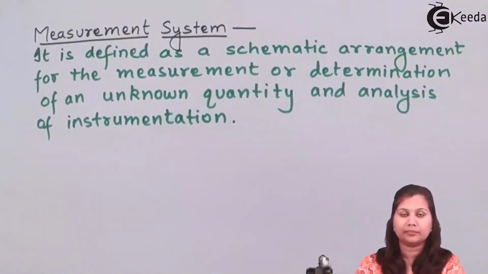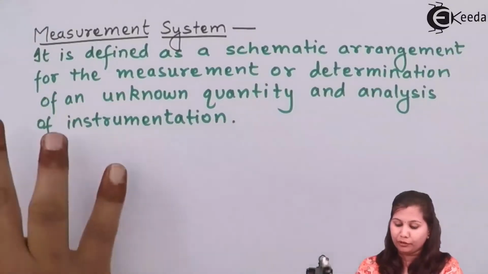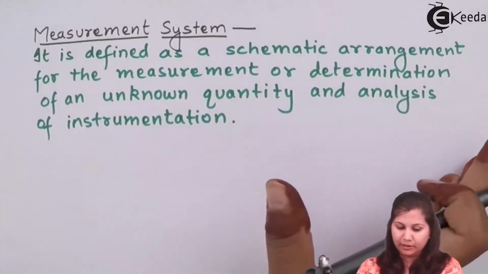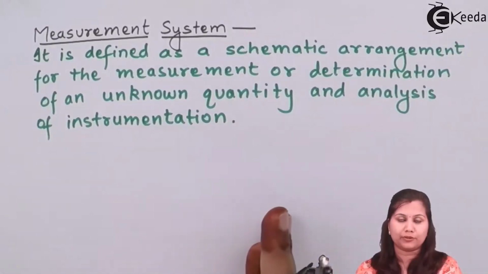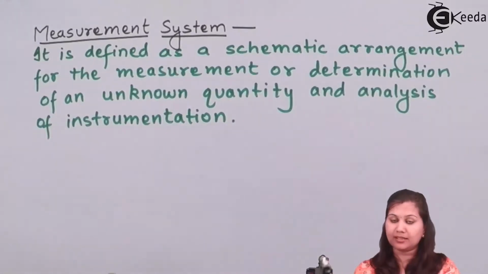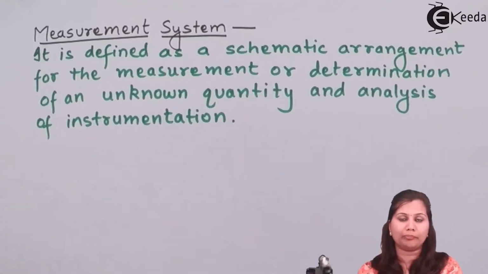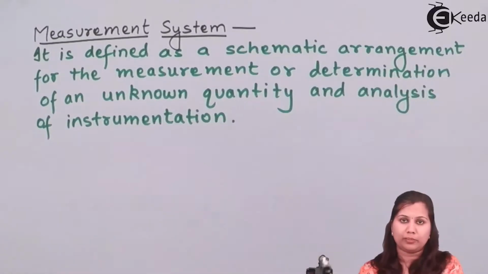A measurement system is defined as the schematic arrangement for the measurement or determination of an unknown quantity, and analysis of instrumentation. We know that the measurement system is going to measure an unknown quantity. So the measurement system, or the complete system, is the arrangement of all the components or all the instruments which are used for the measurement of an unknown quantity, or we can say the analysis of an instrumentation.